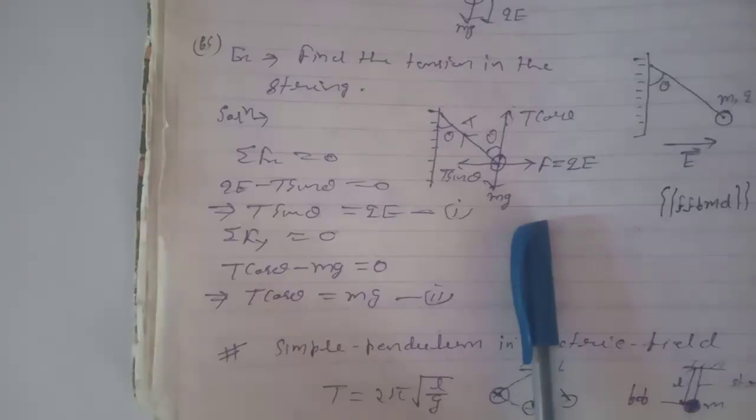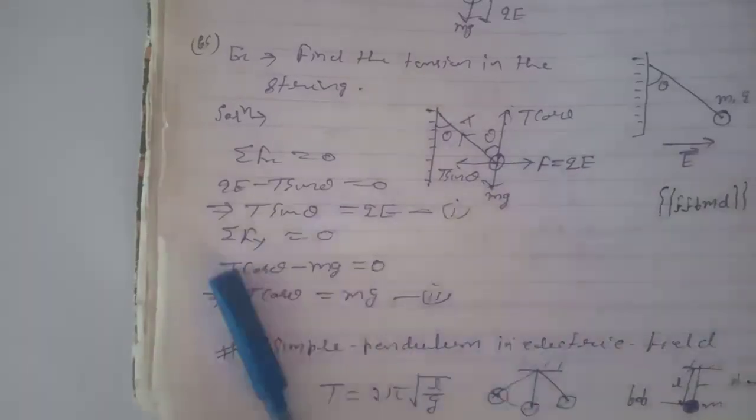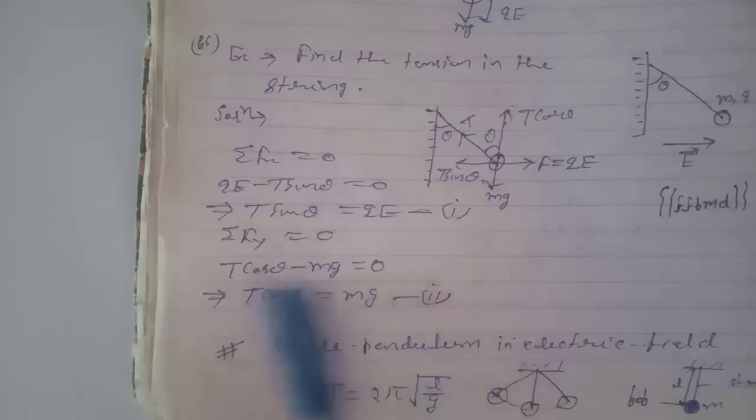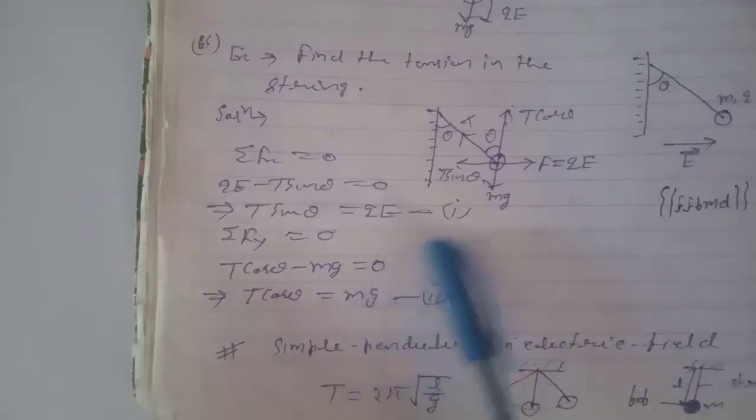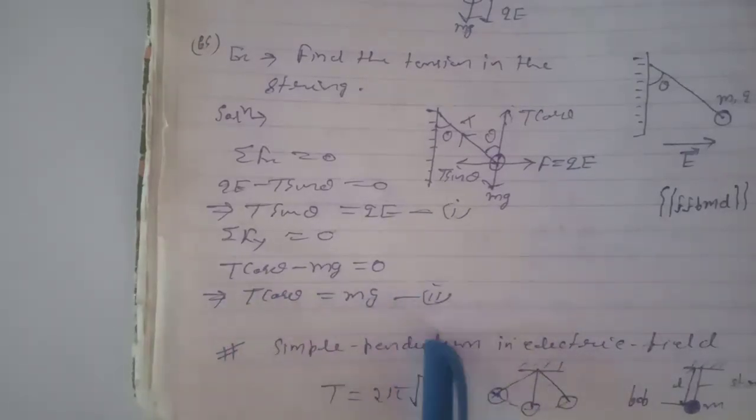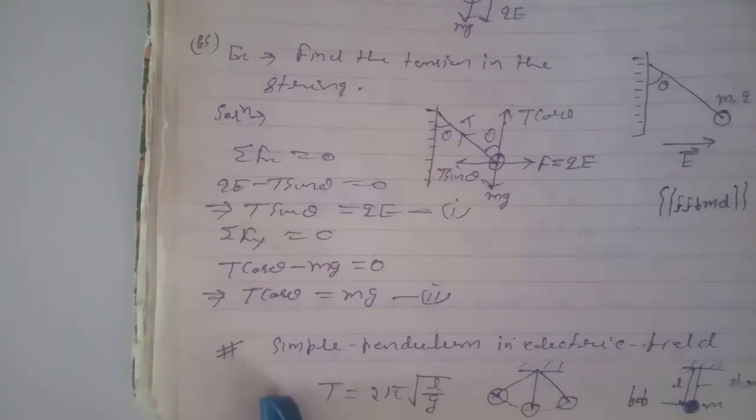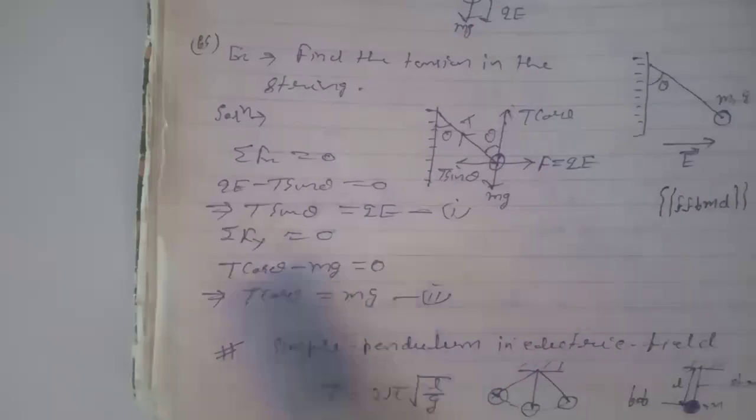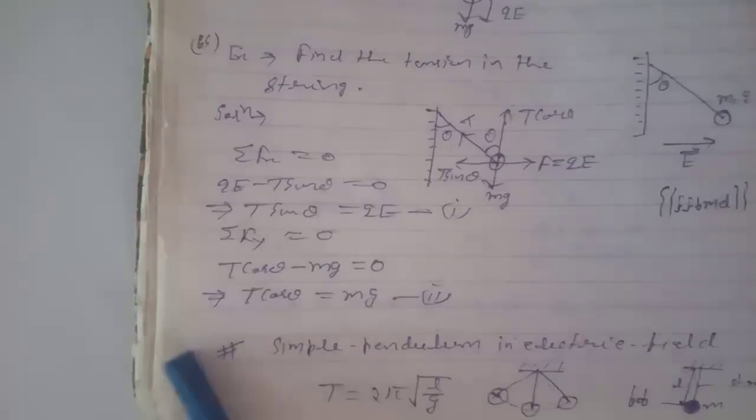This is equation 1. And for vertical equilibrium, sigma Fy equal to 0. So T cos theta minus mg equals 0. T cos theta equals mg, equation 2. So we can get the value. Dividing 1 by 2, we can get the value of tan theta in terms of force and weight.